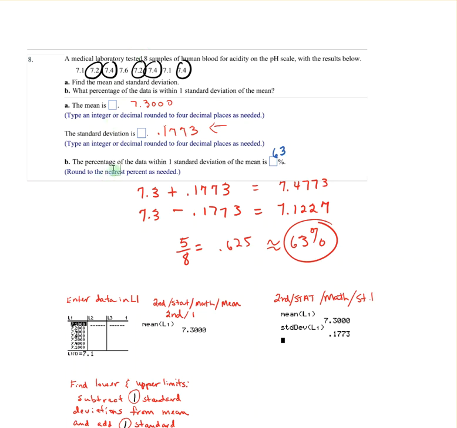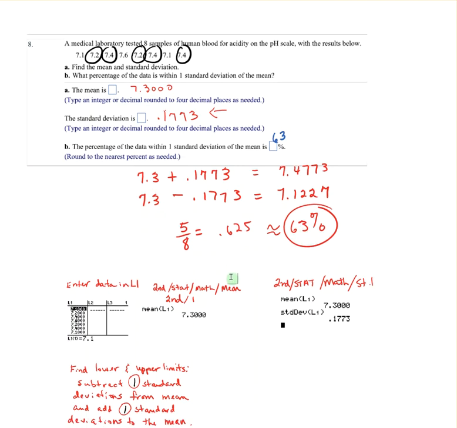Now, to find the percentage that are within 1 standard deviation, if we take the mean and add a standard deviation, we get 7.4773. If we subtract the standard deviation, we get 7.1227. And so we're going to get our answer, but before we talk about the answer, let's talk about how we figured that out.